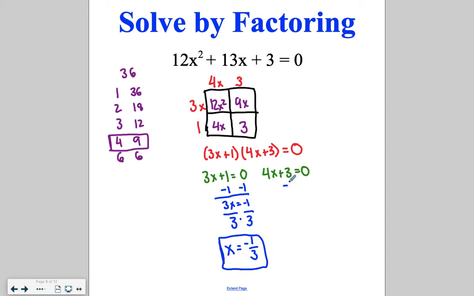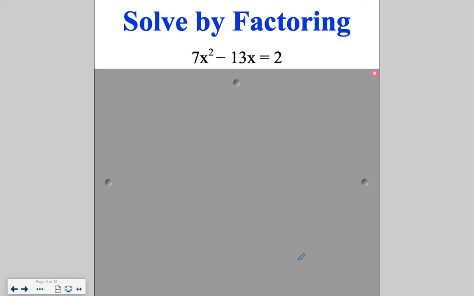And then on the other side, I'm going to subtract 3, and that's going to give me 4x equals negative 3. Dividing by 4 on both sides gives me x is equal to negative 3/4. So again, if you're getting fractions, make sure you are leaving them as simplified reduced fractions. Go ahead and try this one on your own. Make sure to set it equal to 0 first and then use the box method.